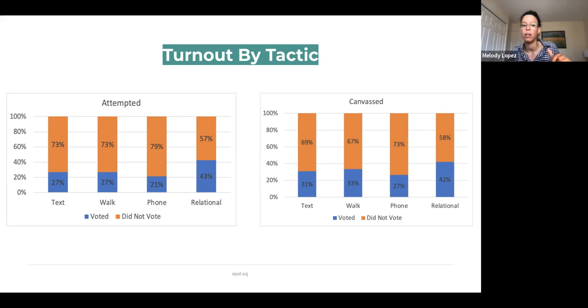One of the things I also want to point out is on the other end of this graph. To clarify, attempted means that folks were reached out to, and there may or may not have been a conversation. Canvassed means that there was in fact a conversation. On the right-hand side, you'll see something incredibly remarkable. I will caveat that because it was a pilot, it wasn't a huge scale in terms of the work that folks did around the relational stuff, but I want to reiterate and dig into what that looked like a little bit more.